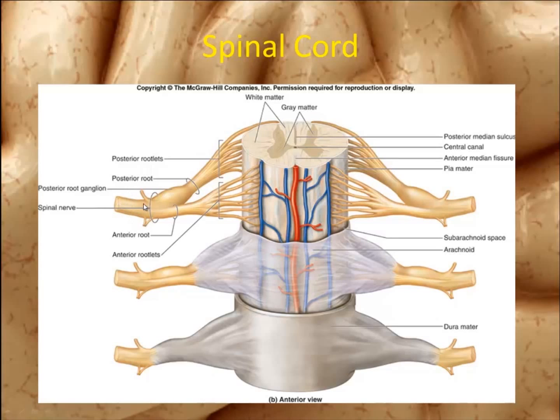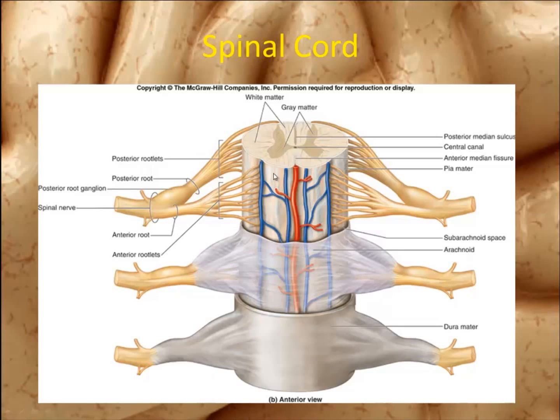Just a couple structures to look at here. We have a spinal nerve, and this would bring us out to the peripheral nervous system. Then we have a posterior root ganglion, and this is where we find neuron cell bodies of the afferent neurons. And here we have a posterior root and then posterior rootlets. On the other side, we have anterior rootlets and an anterior root, and then the spinal nerve.